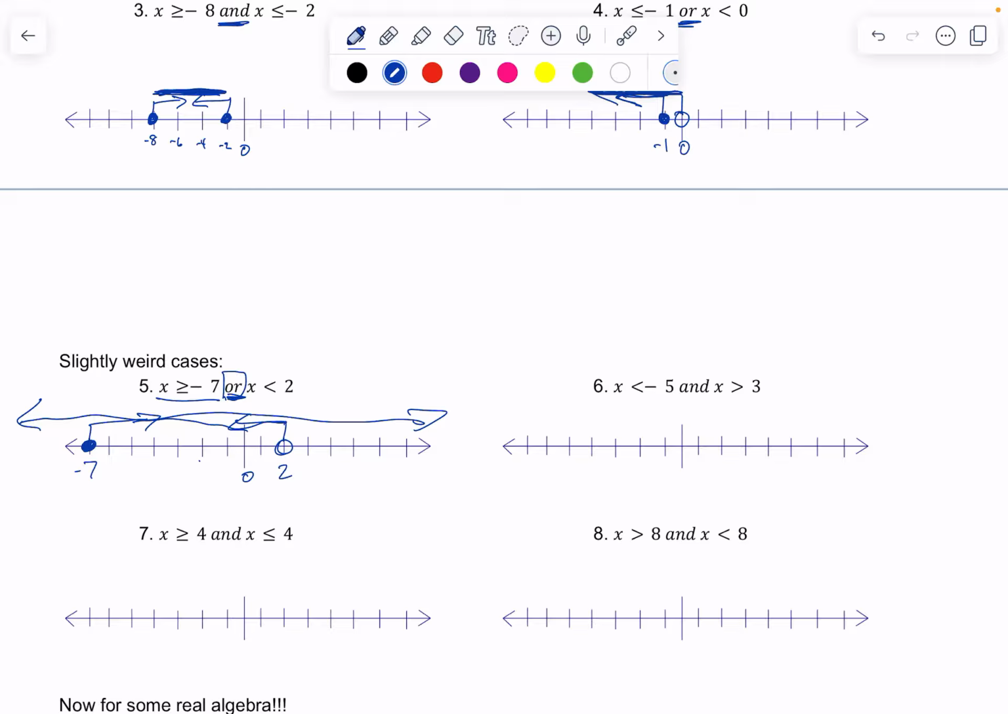So any negative number is going to work. Any positive number is going to work. Any 0 is going to work. This going in both directions as an OR statement means it's going to be all real numbers.